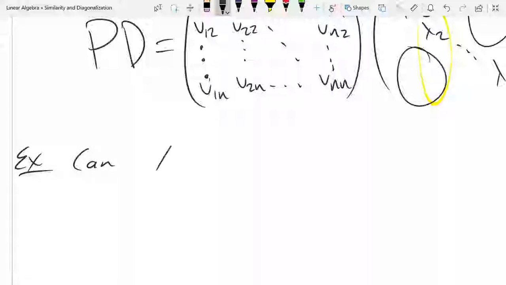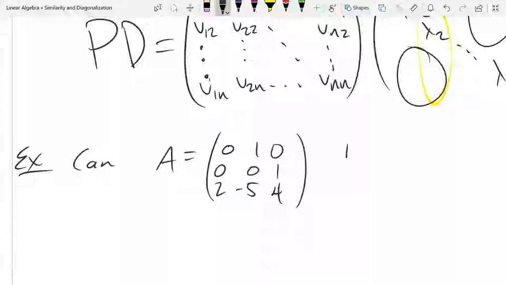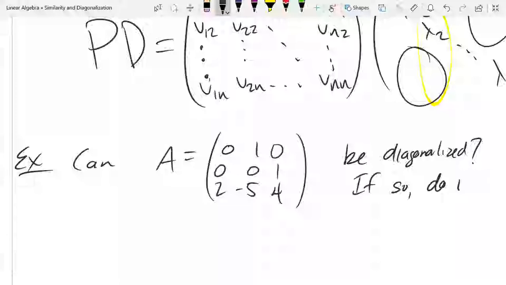So can our A matrix, which is 0, 1, 0, 0, 0, 1, 2, negative 5, 4, can A be diagonalized? If so, do it.